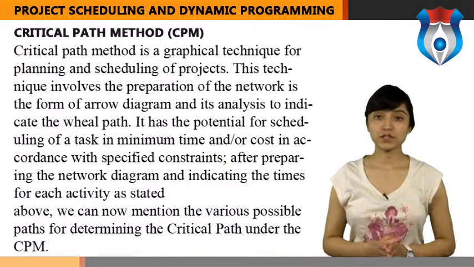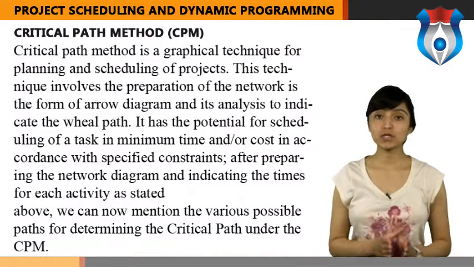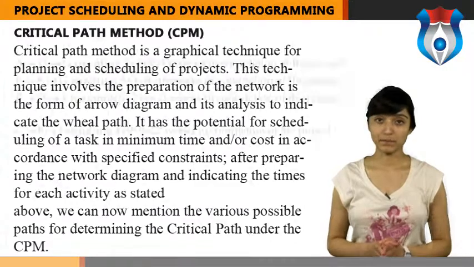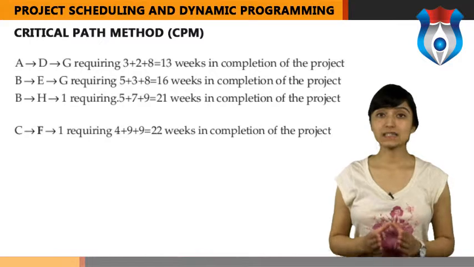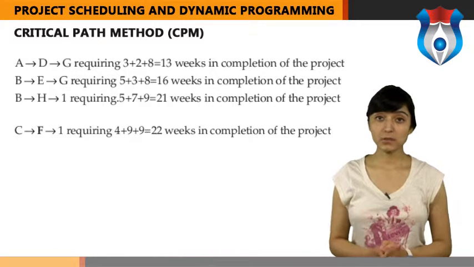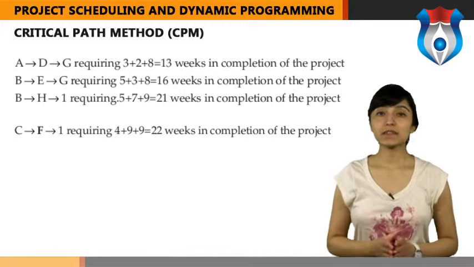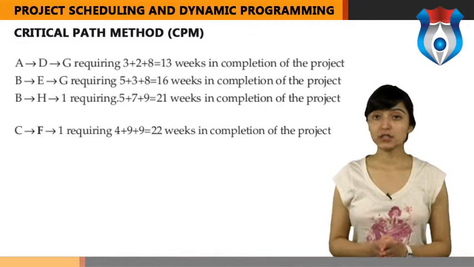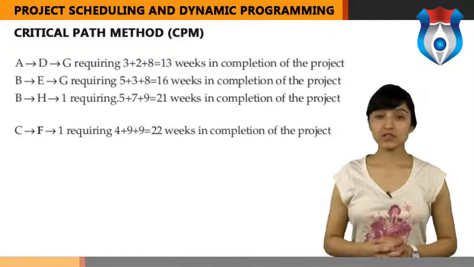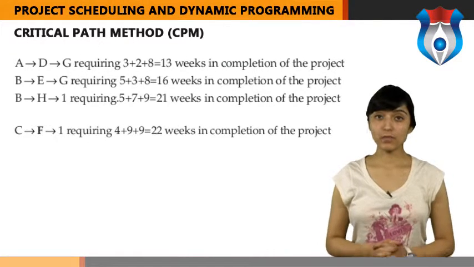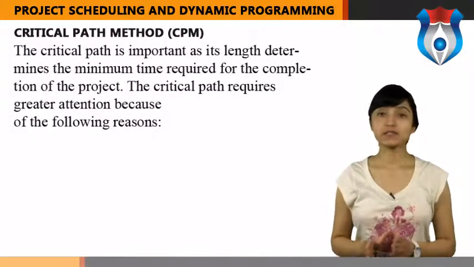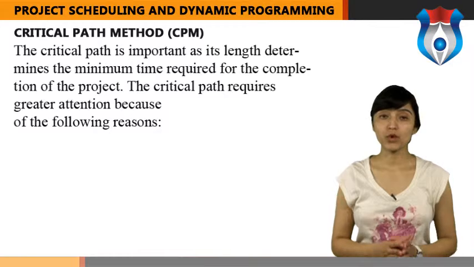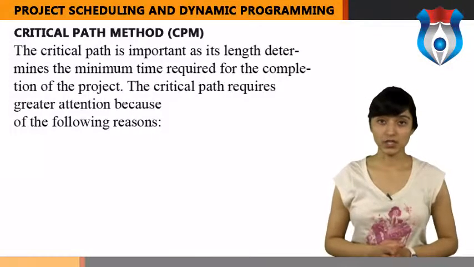After preparing the network diagram and indicating the times for each activity as stated above, we can now mention the various possible paths for determining the critical path under the CPM. The critical path, being the longest path, can easily be found out from the possible paths as the one taking the maximum time in the completion of the project. Network diagrams are in 4 parts. The critical path is important as its length determines the minimum time required for the completion of the project.